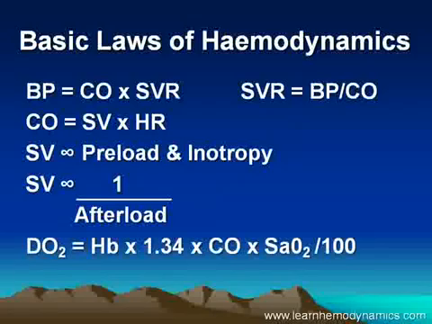And finally, the most important formula in hemodynamics is oxygen delivery, DO2, which is the product of hemoglobin concentration times 1.34, which is the amount of oxygen that 1 gram of hemoglobin can carry, times cardiac output times oxygen saturation.